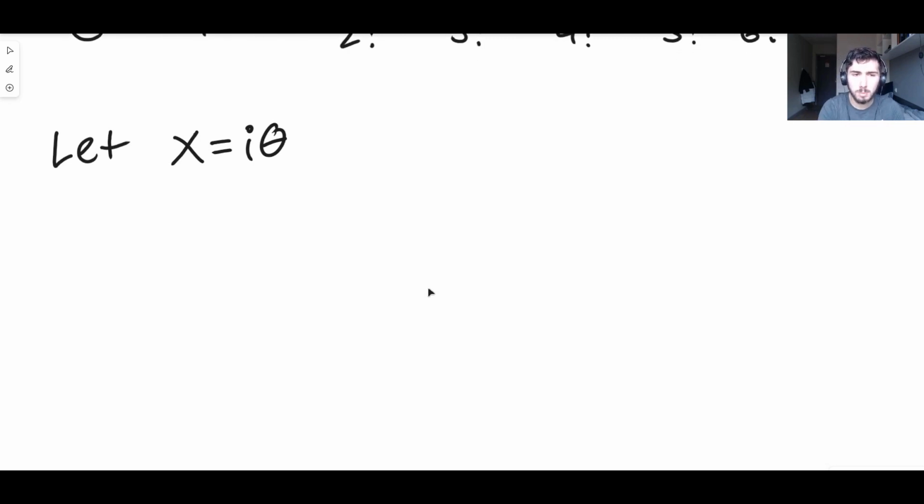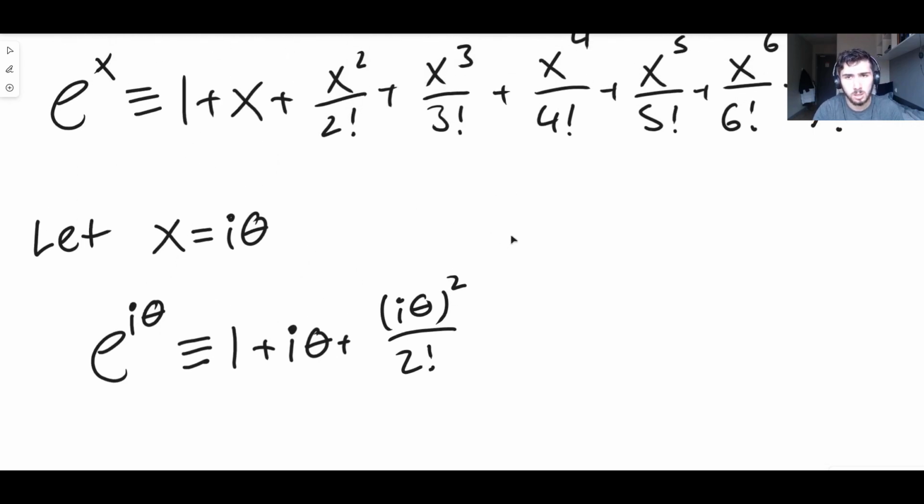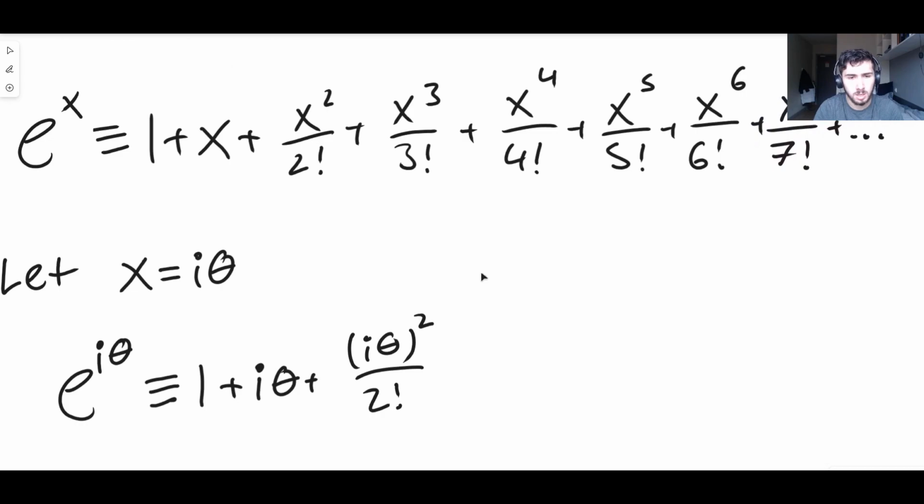So if x is an imaginary number, the square root of minus 1 times theta, i theta, what we get, literally just replacing x with i theta, is e to the i theta is identical to 1 plus i theta plus (i theta) squared over 2 factorial. I'll move up actually so you can relate it to this here. So you can see what I'm doing, I'm just replacing all of the x's with i thetas.